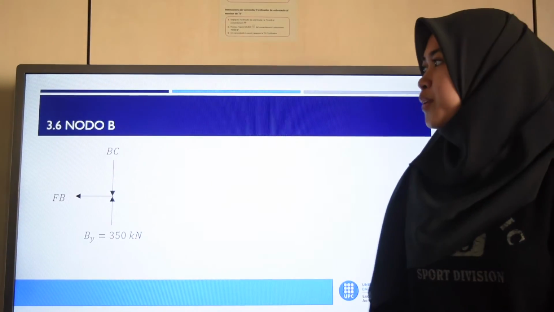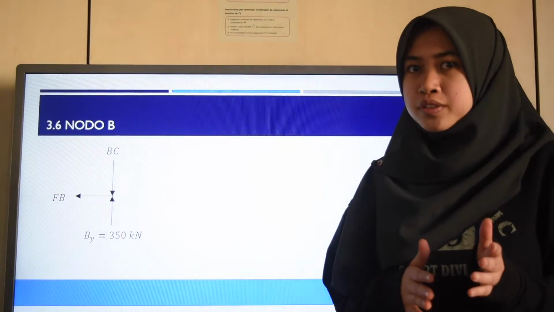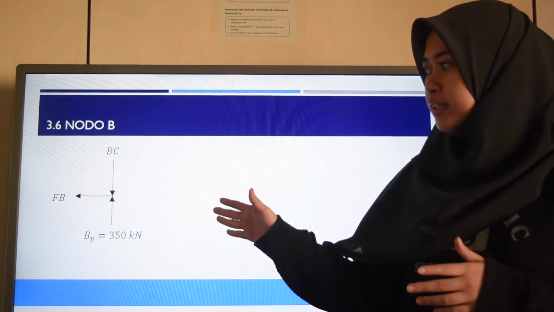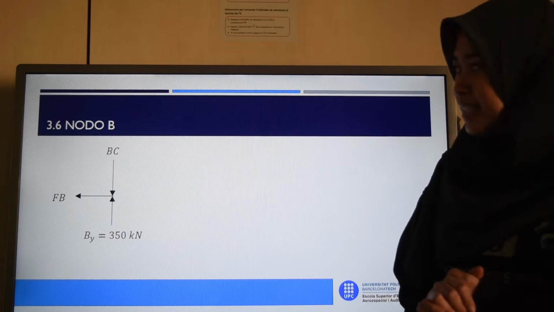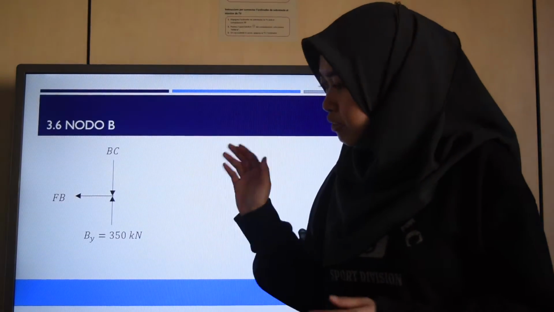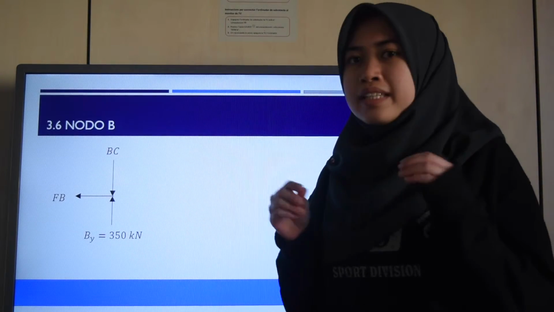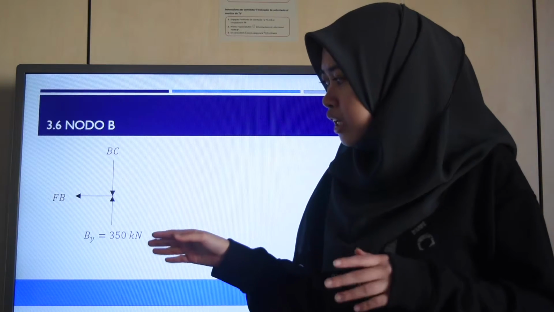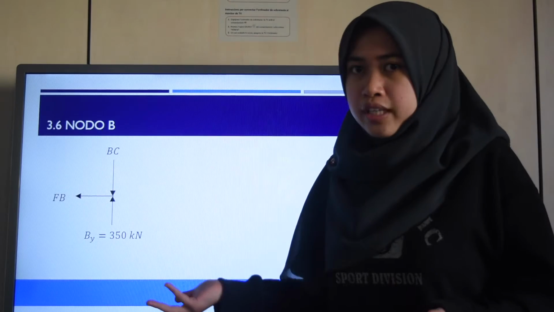Okay, so after we find all the internal forces from the previous nodes, now we can proceed by finding all the forces acting upon node B. Here we can find that all the forces acting on node B are force BC, the vertical force of B, and the force of FB. In this case, we assume that the force of BC and the vertical force of BY are compression forces, and FB is a traction force.